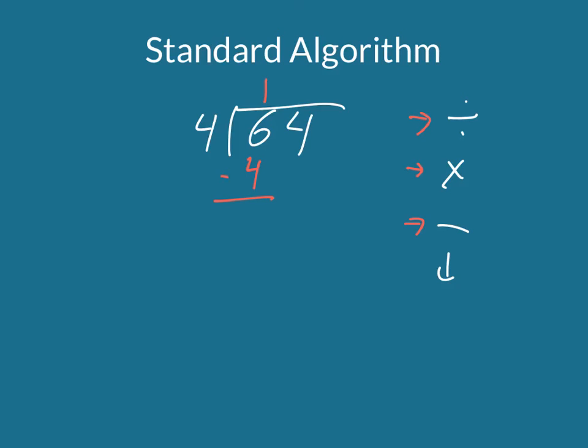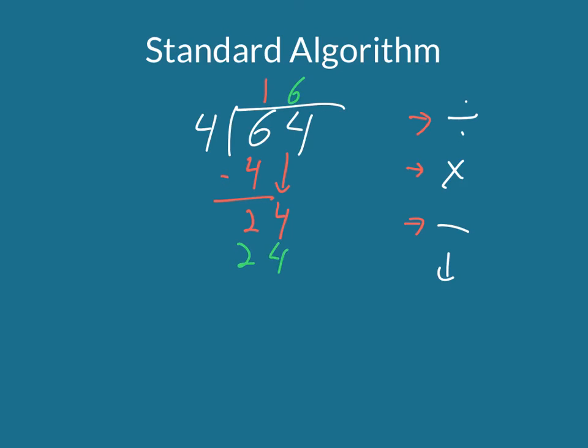That's why I was just told, so I do it. And I keep doing this. I bring it down. How many times does 4 go into 24? And I hopefully know the math facts well enough. That gives me 6. And 6 times 4 would give me 24.